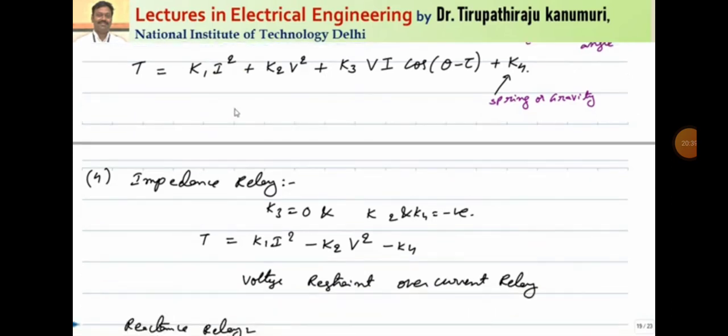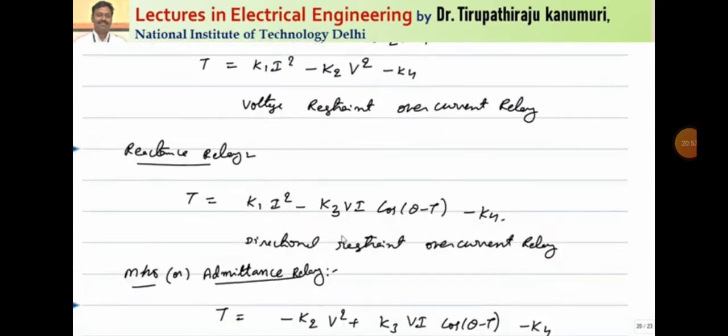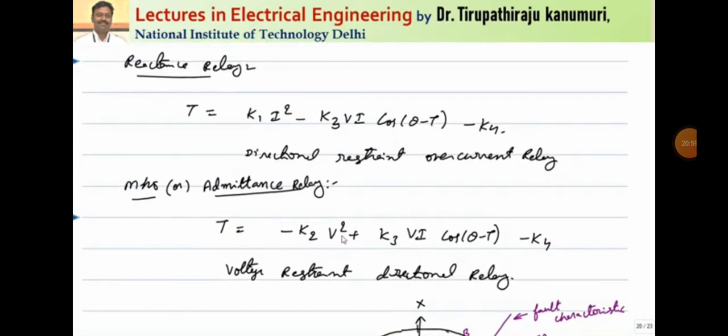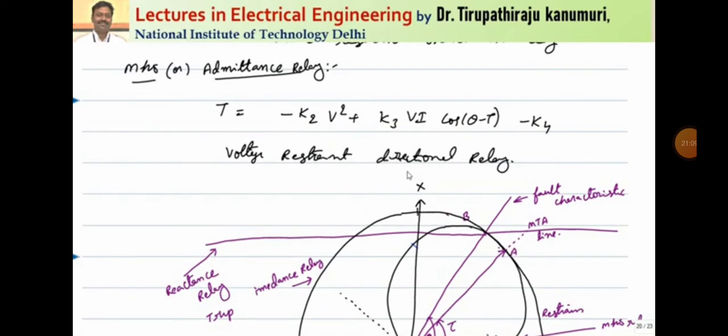Out of this, if you want to get the impedance relay, you have to take the value of K3 equal to 0 and the values of K2 and K4 as negative. That means we can say that the impedance relay is an overcurrent relay with voltage restraint. The voltage coil is acting as a restraining coil. Then the reactance relay is the overcurrent relay with directional restraint. And the Mho relay is obtained by a directional relay with voltage restraint. Then it is called the Mho relay.